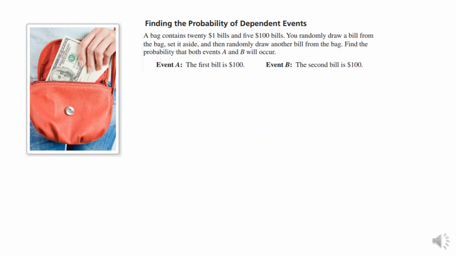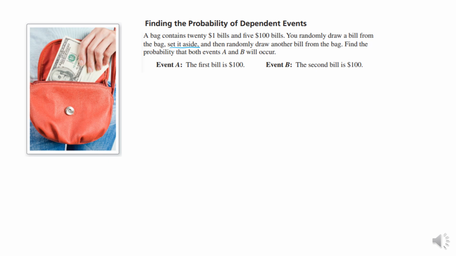All right. So find the probability of dependent events. The bag contains 20 $1 bills and 5 $100 bills. You randomly draw a bill from the bag, set it aside, and then randomly draw another bill from the bag. As soon as they say you're setting one aside, you know these events are dependent. So find the probability that both events A and B will occur.